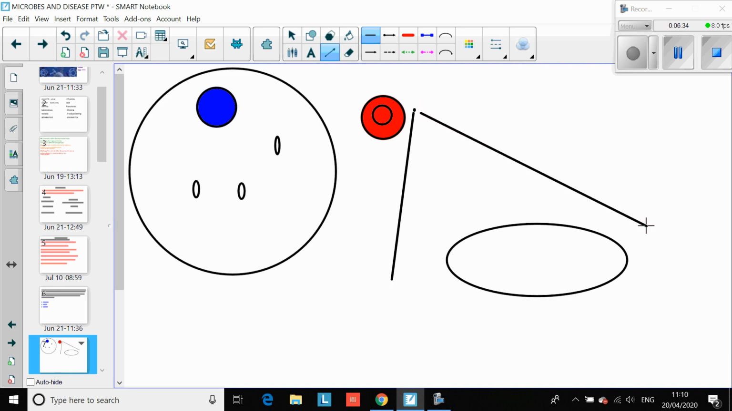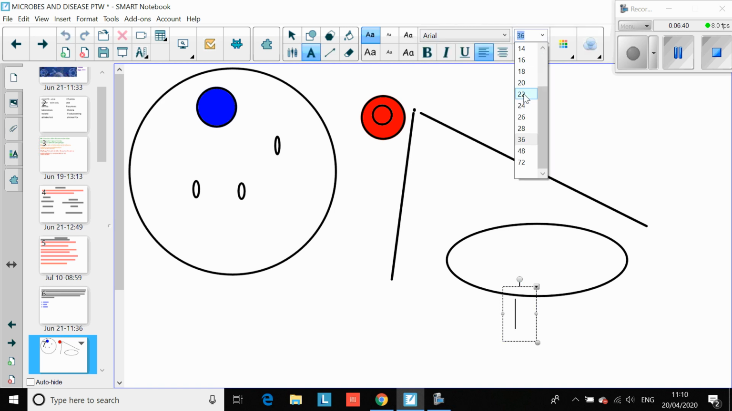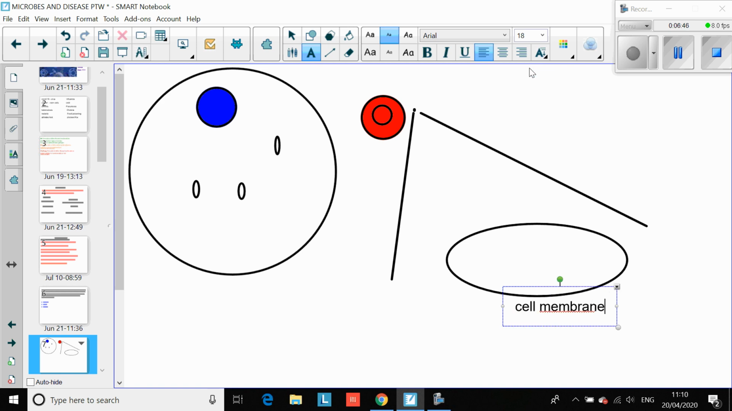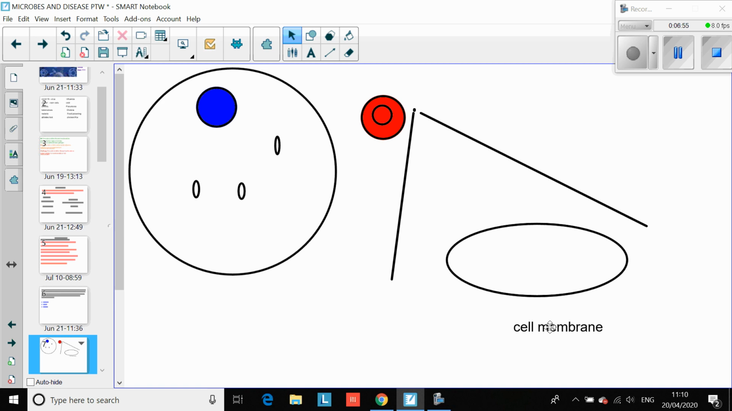Firstly, it does have a cell membrane. So you're going to need to label that. This outer layer is a cell membrane, and it's made of much the same material as our cell membrane is. So the cell membrane is that part there.